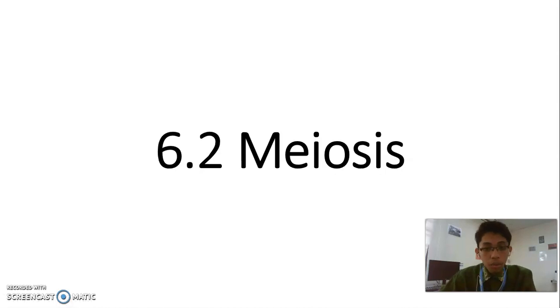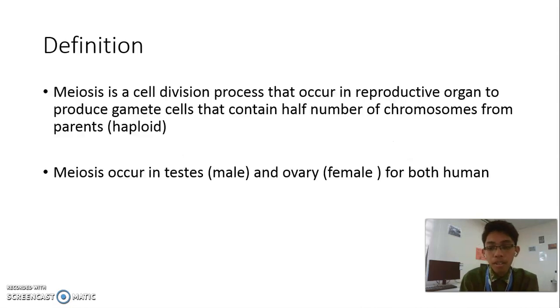So today we will go into 6.2 meiosis. Previously you have done exercises that I've given. Some questions are about mitosis and some about meiosis. Basically, meiosis is a process to produce gamete cells that contain half the number of chromosomes.